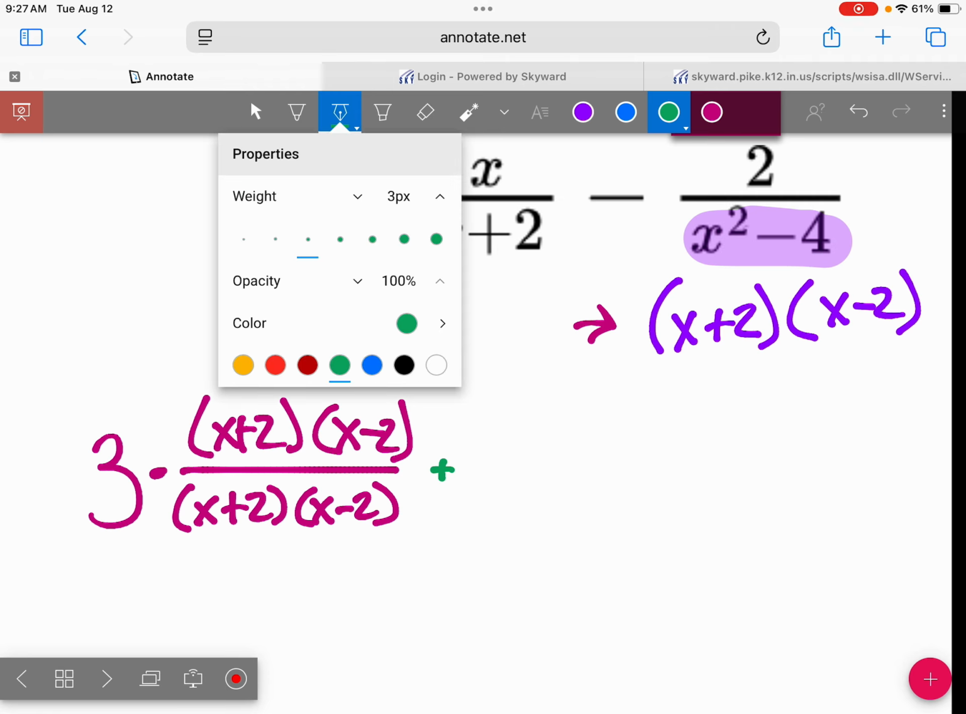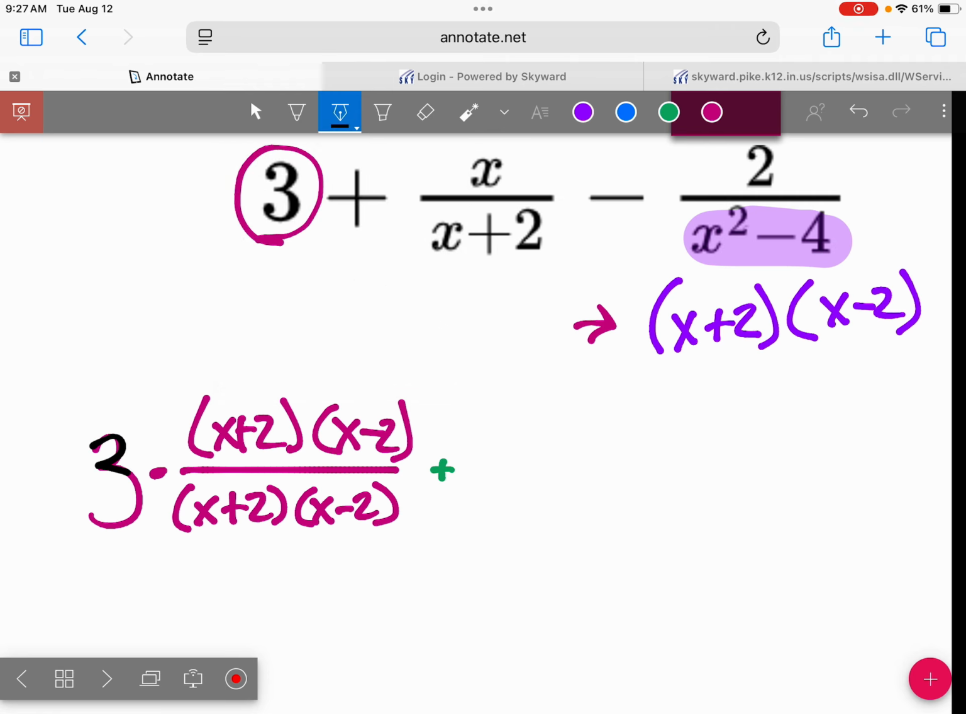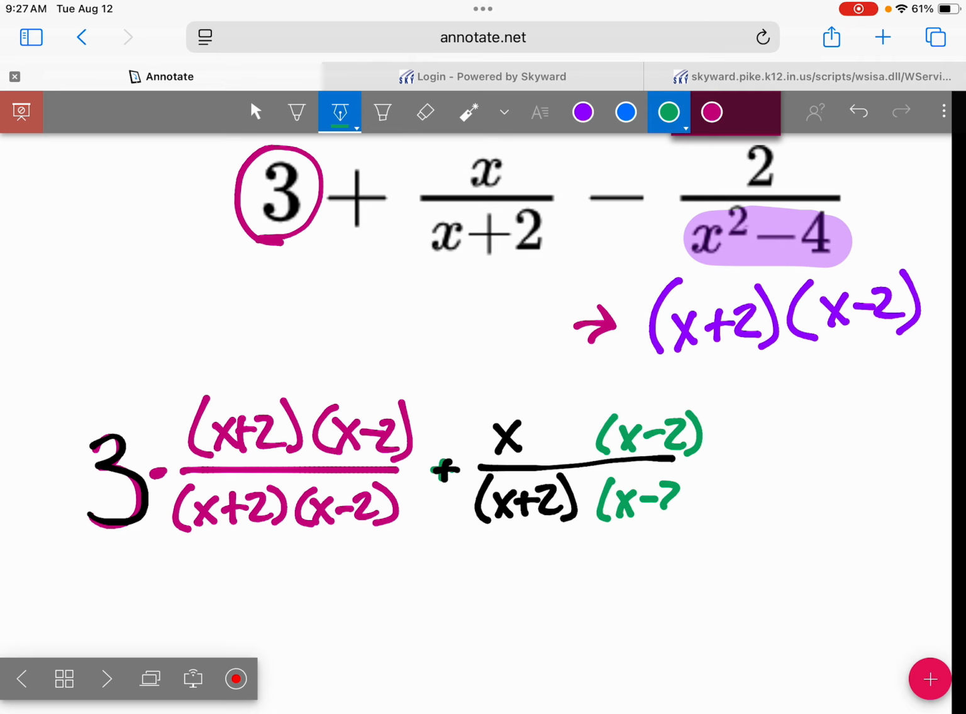What about our middle one? I'm just going to switch this to be black. Plus our x over x plus 2. What does this one need to multiply by? The x minus 2 over x minus 2. That's the piece it's missing.